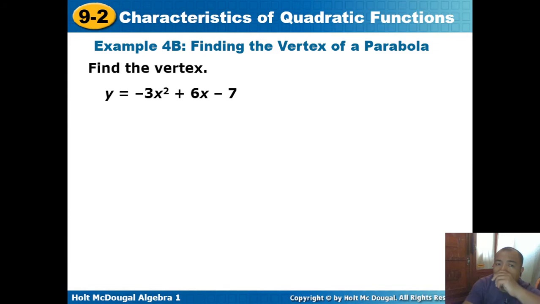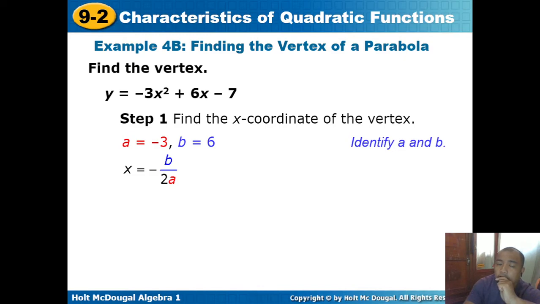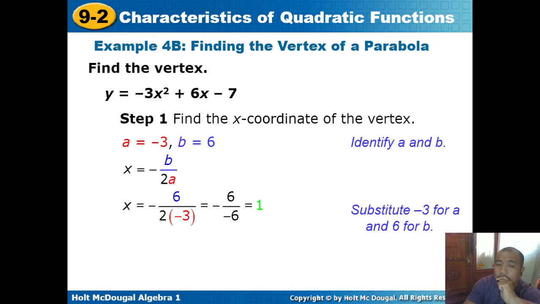Okay, find the vertex, for example, of y equals negative 3x squared plus 6x minus 7. Step 1, find the x-coordinate of the vertex. Identify a and b: negative 3 for a, 6 for b. Solve for the x-coordinate using the formula x equals negative b over 2a, which is the same as the formula for the axis of symmetry. The answer is 1: negative 6 over 2 times negative 3, negative 6 divided by negative 6, positive 1. So the x-coordinate of the vertex is 1.